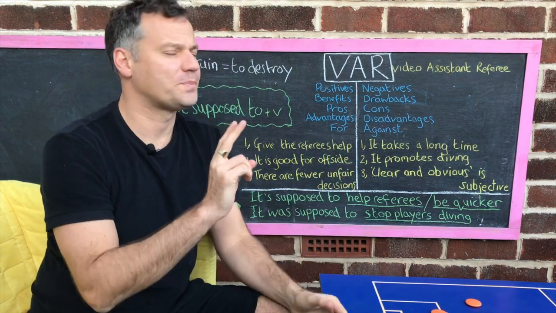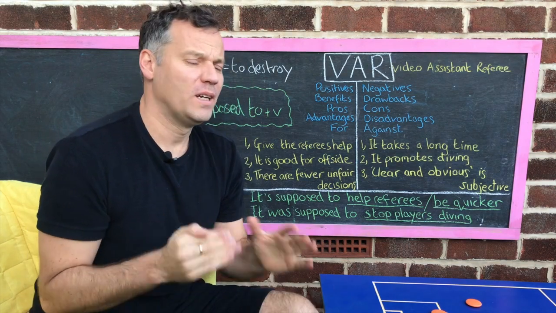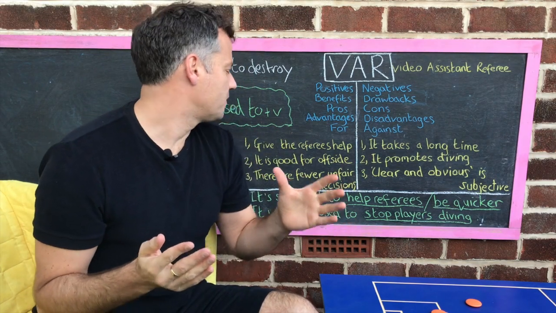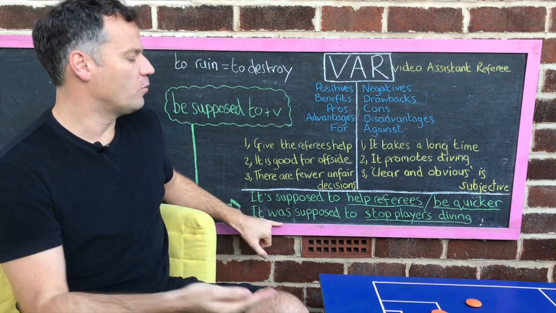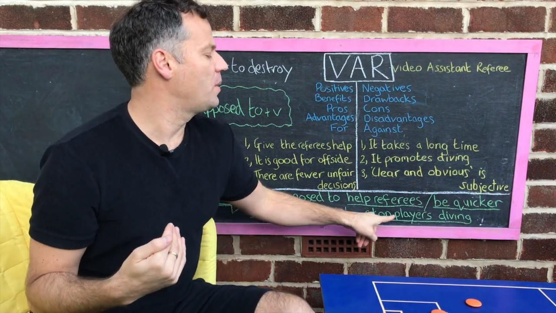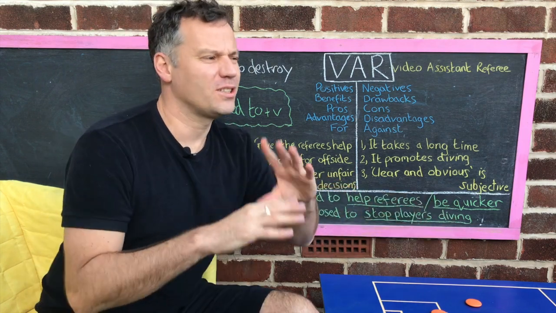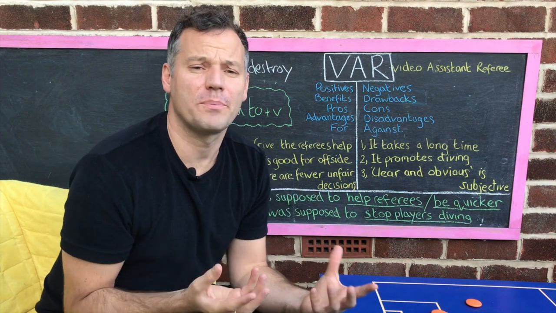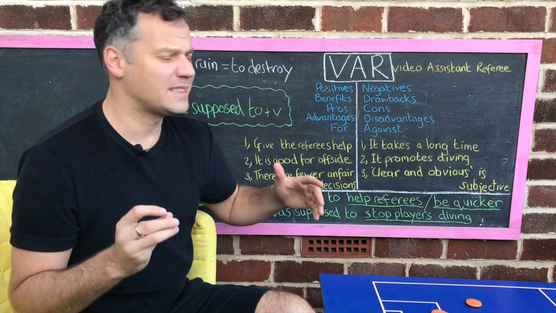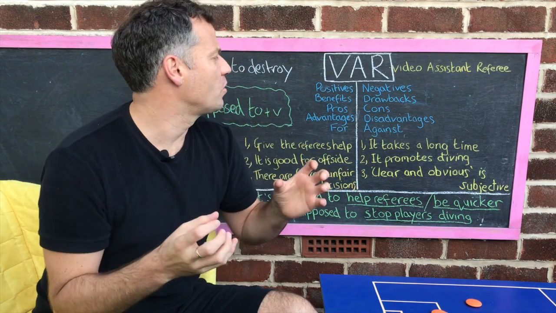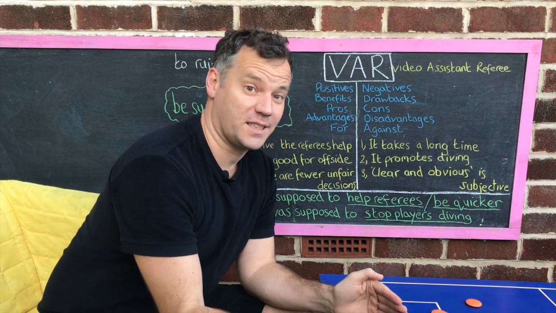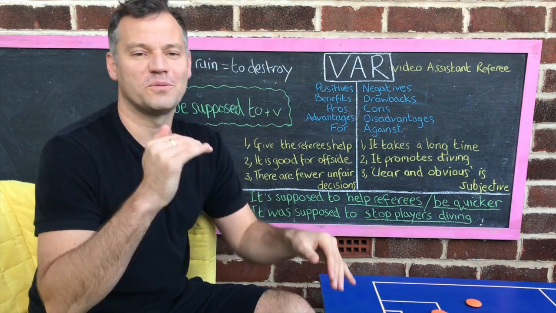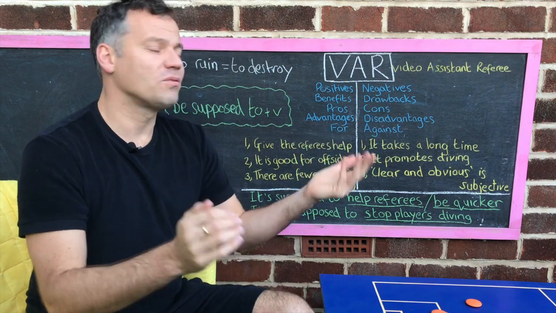Number 2, I think, so VAR, in the past here, it was supposed to stop players diving, because diving or simulation is a big problem in football, and with VAR it was supposed to help the referees to stop players diving. But, so there's always a but with supposed to, but I don't think it does.